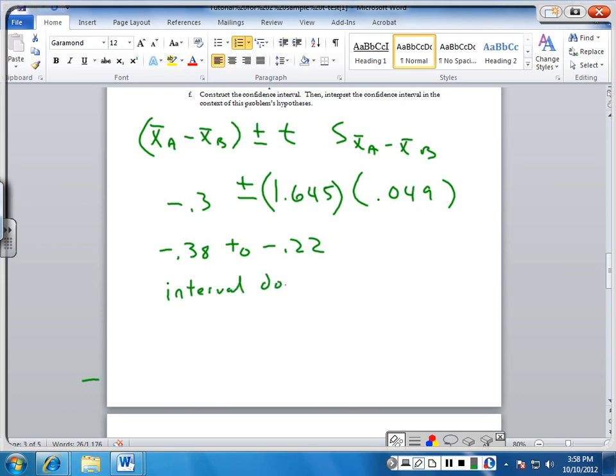that does not include 0. In fact, all the values are less than 0. So we can conclude mu A is less than mu B. Or at least we can say that we're confident that mu A is less than mu B.